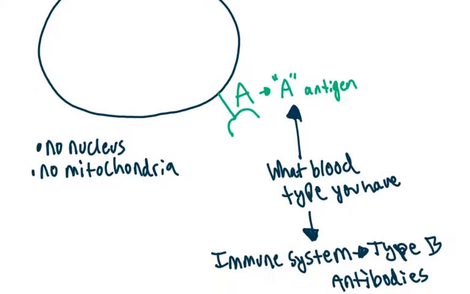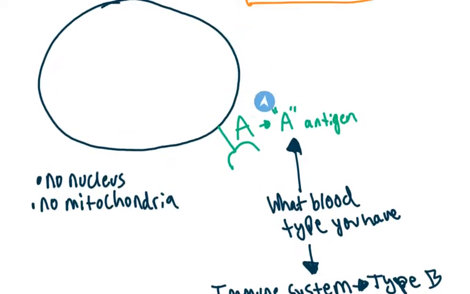So the whole point is that the A antigen is your blood type. Whatever your blood type is, that's the type of antigen protein that you're going to have on the surface of your red blood cells, while you're going to have antibodies for the opposite antigen, the other antigen that's not present. So you're going to have an A antigen, and you're going to make B antibodies. So that's the rule for blood types.